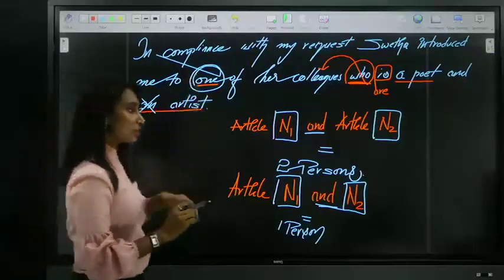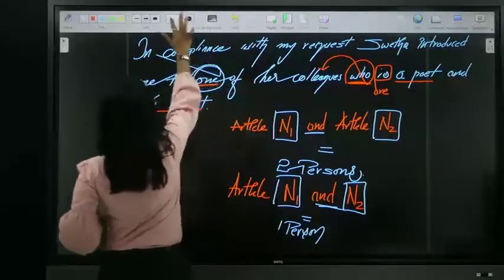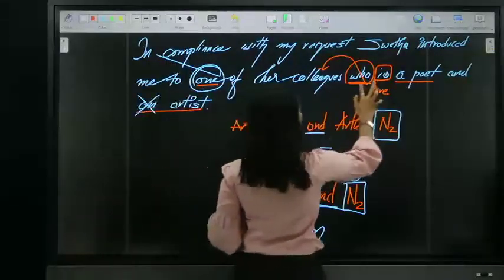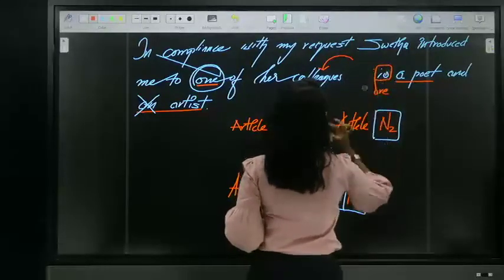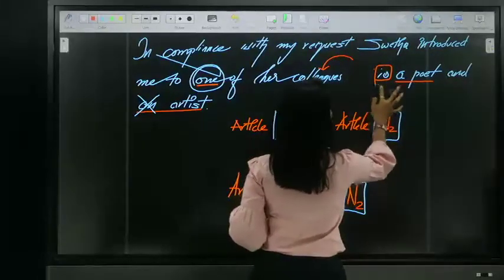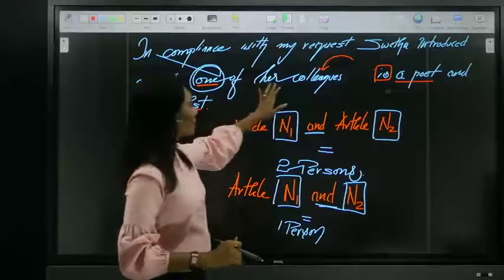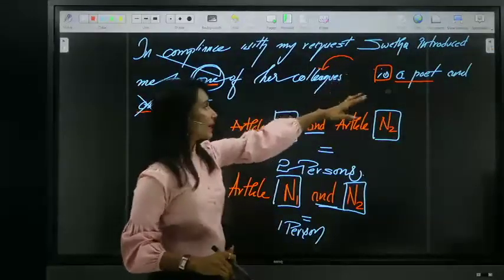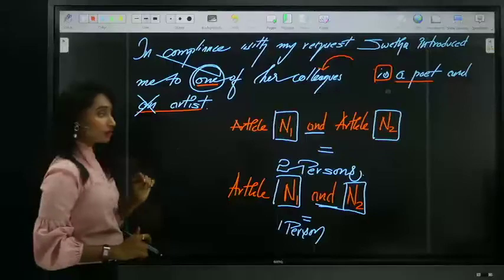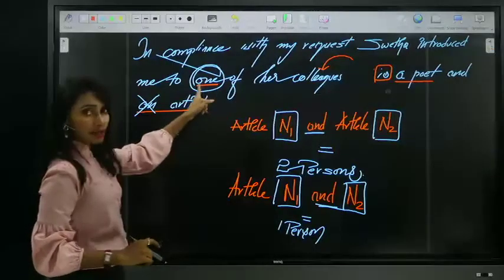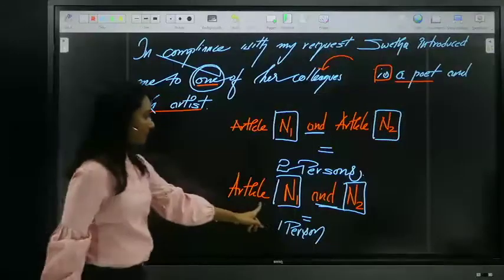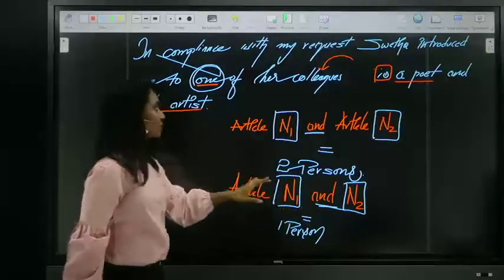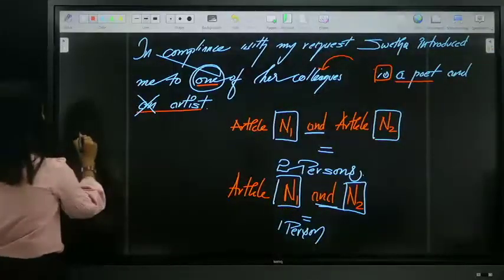But if there is no relative pronoun like this, when there is no relative pronoun, then it should be is only. So one of her colleagues is a poet and artist. So remember, we are talking about only one person. Only one person in the sense, only one article. So look at some more examples.